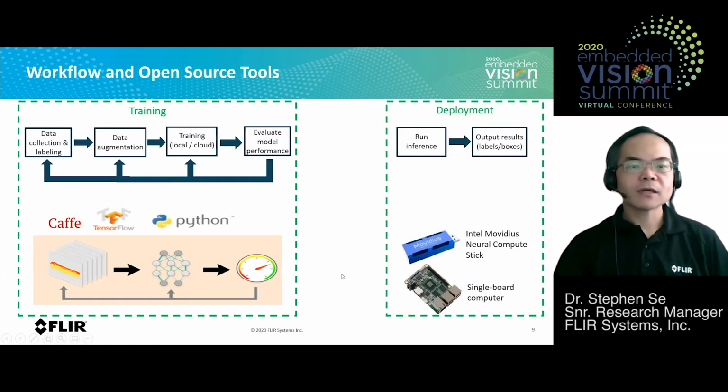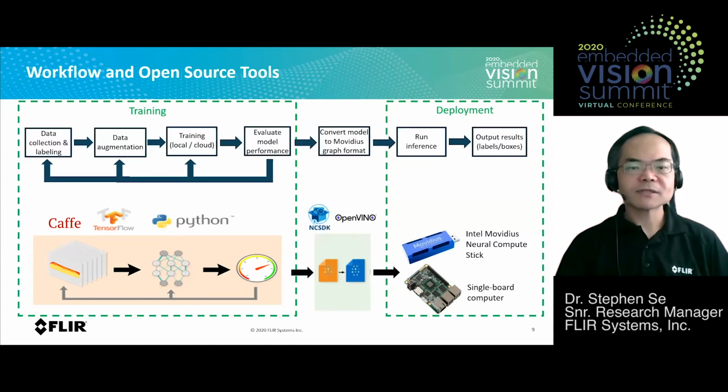For deployment, you will use the trained model to run inference, and the output results could be labels for classification or bounding boxes for detection applications. For deployment platform, you can use a single board computer with an Intel Movidius neural compute stick, which can run inference efficiently using the Intel Movidius VPU. In order to use the neural compute stick, you need an extra step to convert the TensorFlow or Caffe model into Movidius format using NC SDK or OpenVINO from Intel.